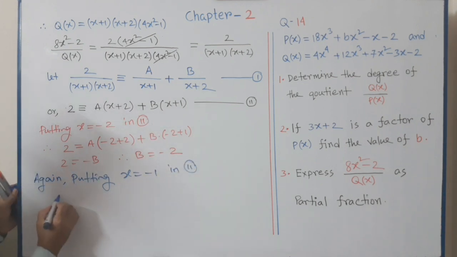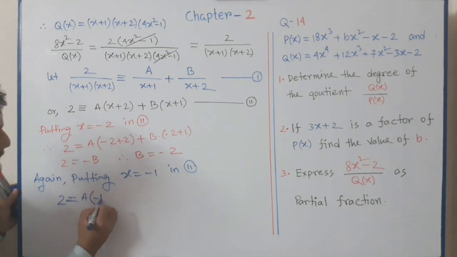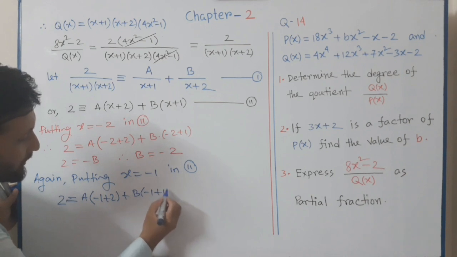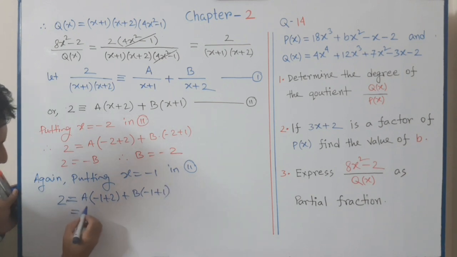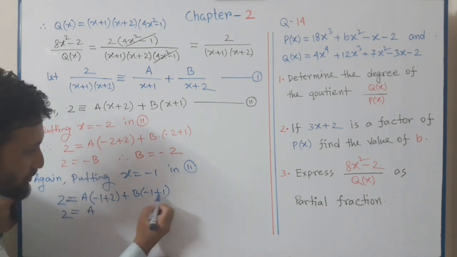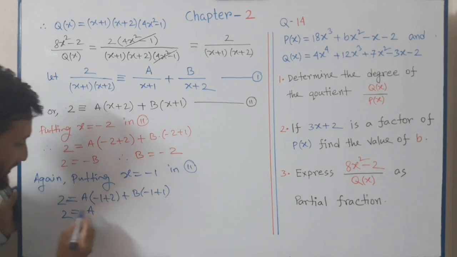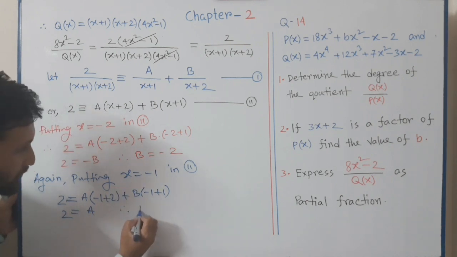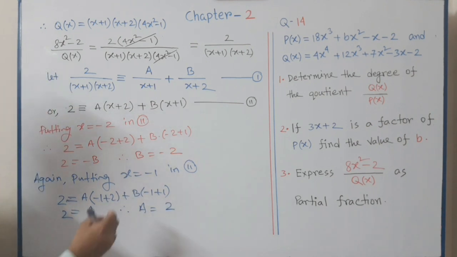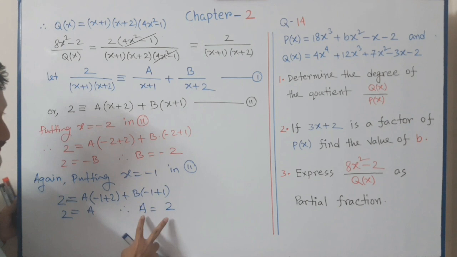Okay, so we will get 2 equal a into minus 1 plus 2, and then plus b into minus 1 plus 1. By calculation, minus 1 plus 2 means only 1 a, that means a times 2, and then plus b into minus 1 plus 1, that means 0. So b vanishes, that means a equal to 2. Therefore the value of a equals 2. So here the value of b equals minus 2 and the value of a equals 2.